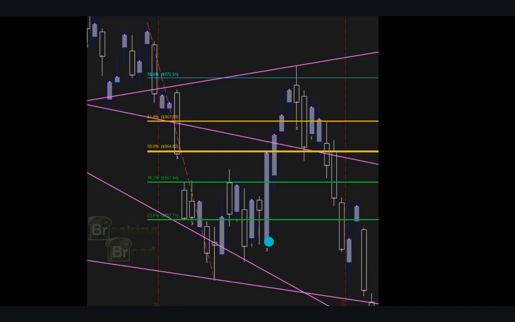Now, it is possible for you to take this for calls and then it just breaks through and goes on to create a new high. It's definitely possible, but just keep in mind that it's also possible for it not to do that and it could just reject your fib levels.